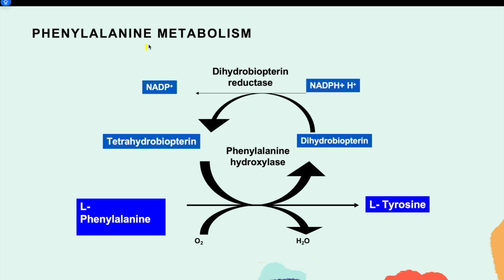Now this picture shows the metabolism of phenylalanine. Dihydrobiopterin is formed from L-phenylalanine in the presence of phenylalanine hydroxylase, and this dihydrobiopterin is reduced to tetrahydrobiopterin by dihydropteridine reductase with the help of NADPH, converting into NADP plus. L-phenylalanine also converts into L-tyrosine. So you can get an idea that if we give the patient more phenylalanine in the diet, it will surely not help. If we give tyrosine in the diet, it will help the patient, because tyrosine is not being formed due to the defect in phenylalanine hydroxylase.